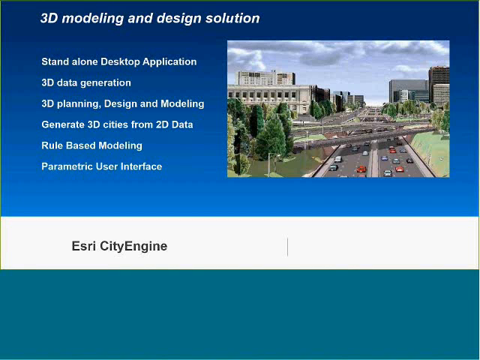It is a standalone desktop application which comes as an extension to ArcGIS products, meant for 3D data generation, planning, design and modeling. We create 3D cities from 2D GIS data. It is a rule-based modeling software where a parametric user interface and a script-based rule mechanism are provided. We have some powerful work done with CityEngine, not just giving you fast, powerful tools to support your content, but also to transform the way you model your 3D data. So we bring this software as a demonstration in today's webinar.